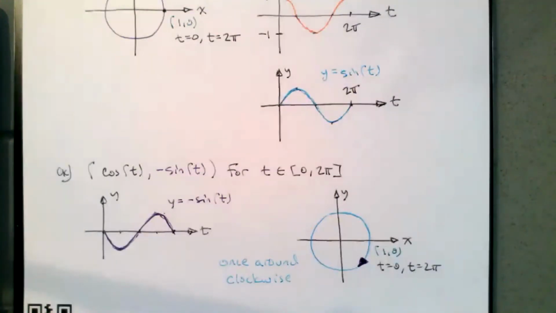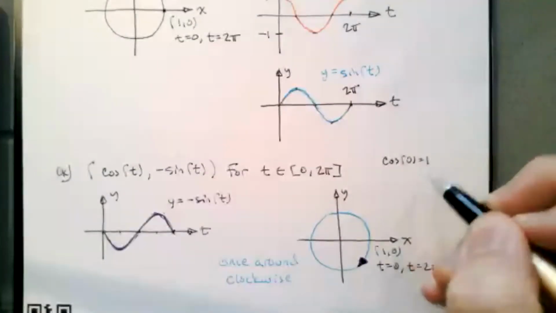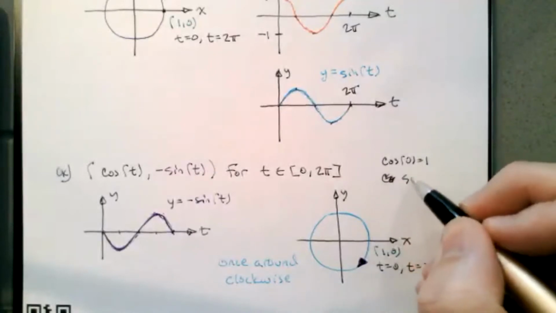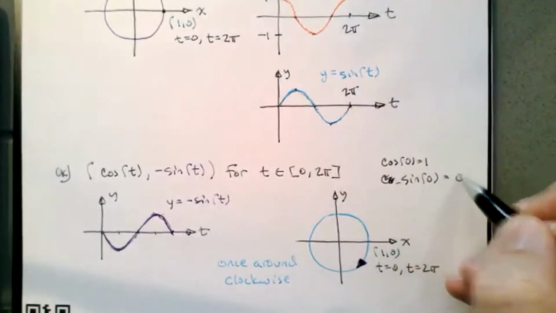Professor Rich, could I have a quick question? On the right, you have the note (1, 0), and t equals 0, t equals 2π. What does that mean? Could you show me? So this is the point where it starts. When t is equal to 0, cosine of 0 is equal to 1, and minus sine of 0 is equal to 0.